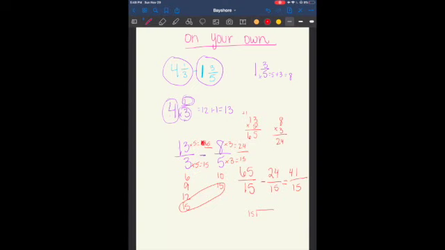So we just divide, right? 15 goes into 41. Let's check. 15 times 2. 5 times 2 is 10. 2 times 1 is 2, plus 1 is 3. So that's going to be the closest we can go. So 15 goes into 41 2 times. 2 times 15 is 30. Subtract, we get a remainder of 11. So my final answer is going to be 2 with a remainder of 11 over 15.